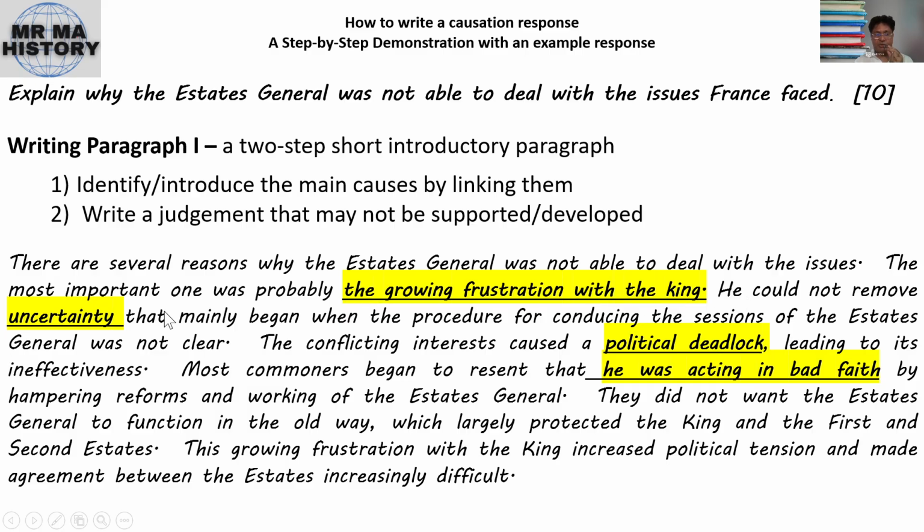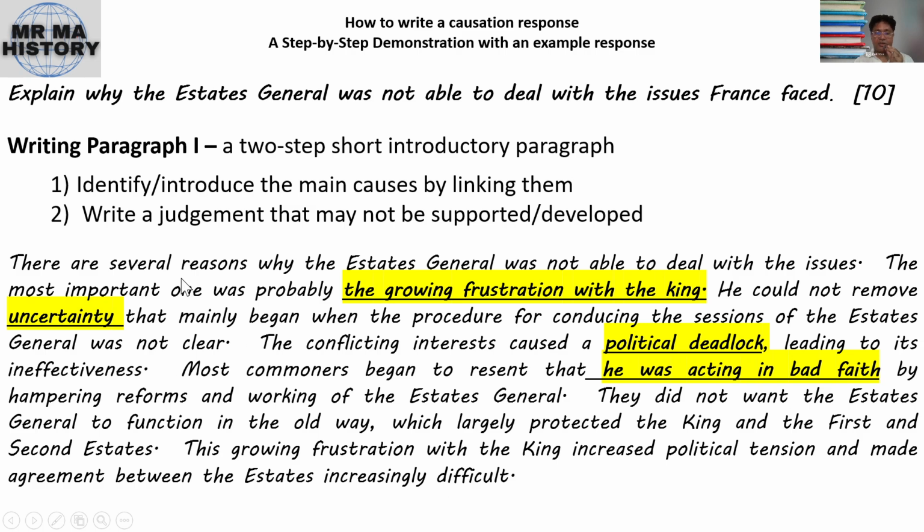He could not remove uncertainty that mainly began when the procedure for conducting the sessions of the States General was not clear. The conflicting interests caused a political deadlock, leading to its ineffectiveness. Most commoners began to resent that he was acting in bad faith by hampering reforms and the working of the Estates General. They did not want the Estates General to function in the old ways, which largely protected the king and the first and second estates. This growing frustration with the king increased political tension and made agreement between the estates increasingly difficult.